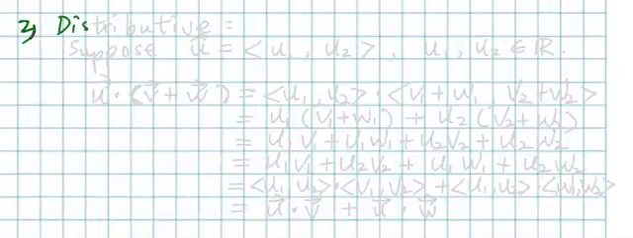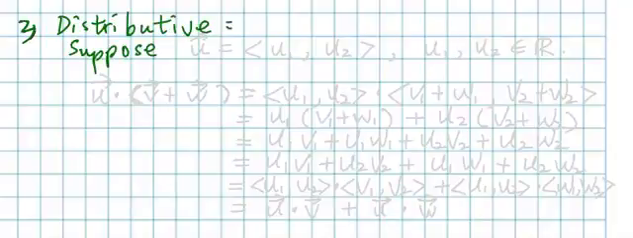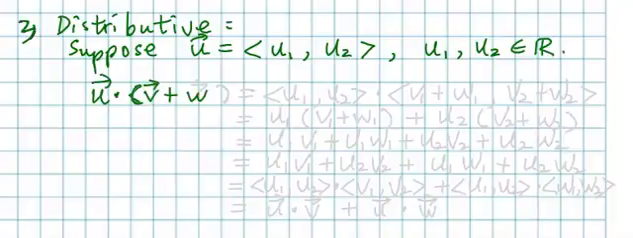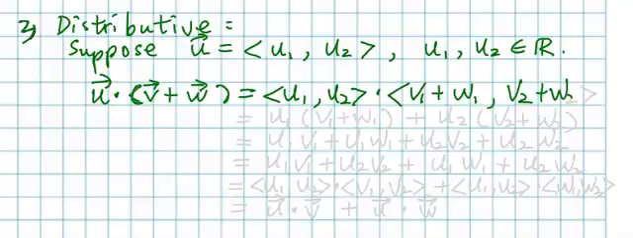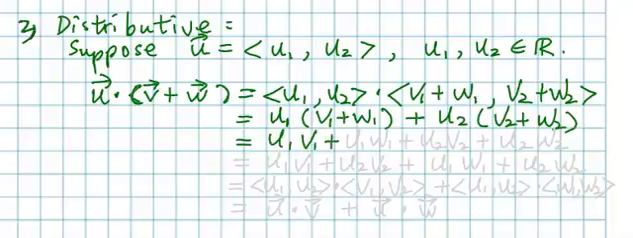Dot products are also distributive. We will introduce one more vector. Suppose vector u is in component form, and both u1 and u2 are real numbers. Then u · (v + w) equals ⟨u1, u2⟩ · ⟨v1 + w1, v2 + w2⟩. Using the definition of dot product, we have u1 times the sum of v1 and w1, plus u2 times the sum of v2 and w2.